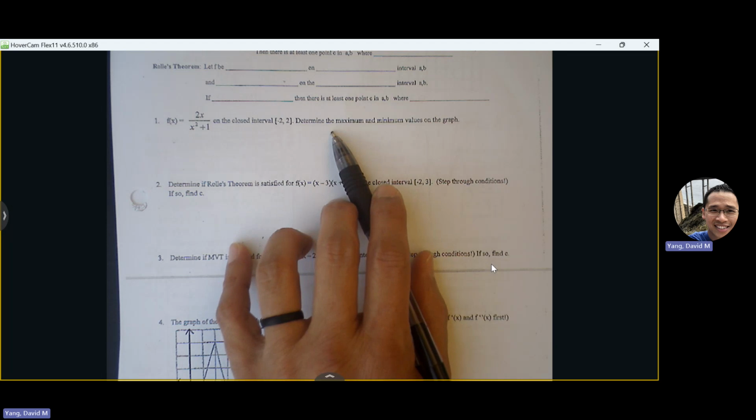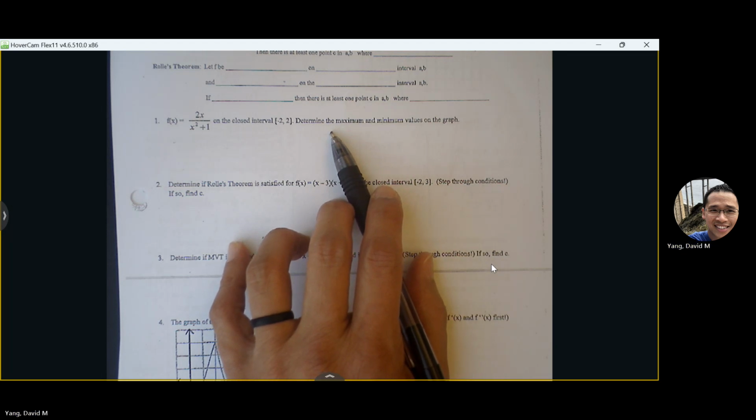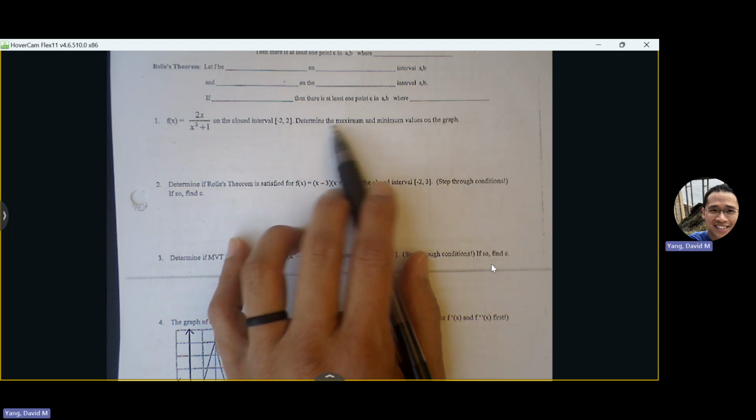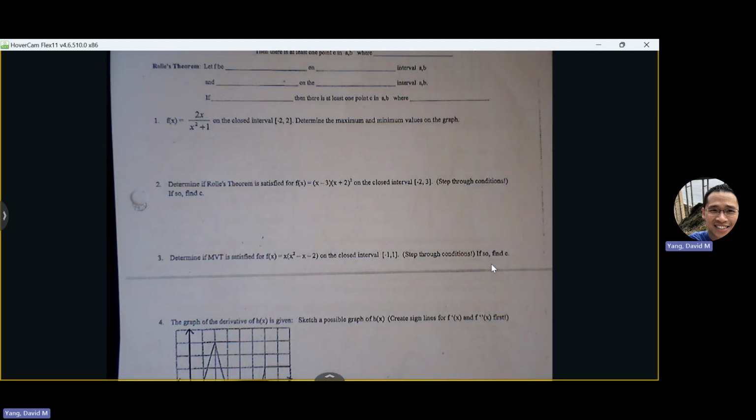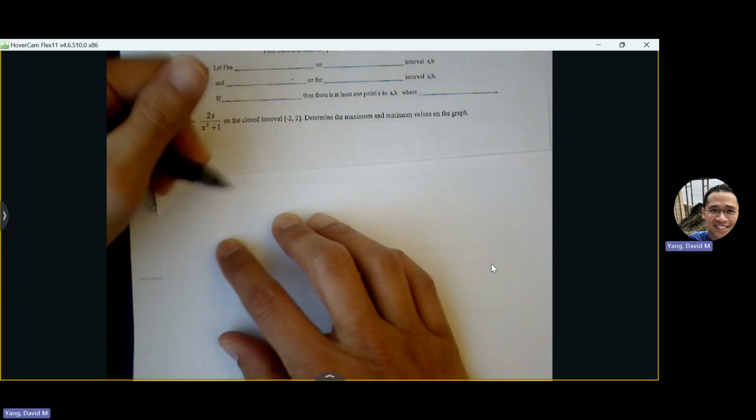Determine the max and min values on the graph. This is going to be application of extreme value theorem. So the only condition that's required for extreme value theorem is continuity. Our function is continuous. There's an x squared plus 1, but if we try to set that equal to 0, there's no real numbers that can cause the denominator to be 0. There's no vertical asymptotes here, so we can go ahead and state our function is continuous.